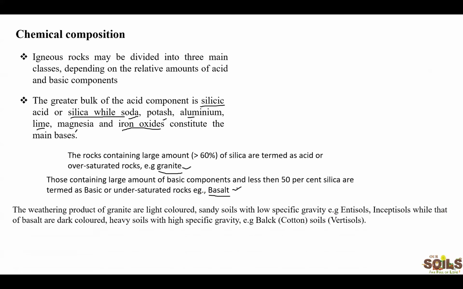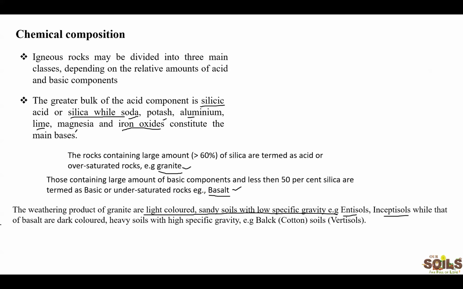So the weathering products of granite are light in color, sandy soil with low specific gravity. Just remember this. As I told you, 70 to 75% of the earth's crust is made up of igneous rocks. So ultimately those rocks are laid down as a parent material. From the parent material, soils are formed. So granite is one of the igneous rocks, and it is a parent material for soil formation. If soils are formed from granite, they are light in color, sandy soils with a very low specific gravity. The soils formed from granite are classified into entisols and inceptisols.